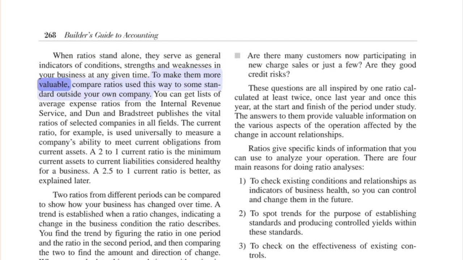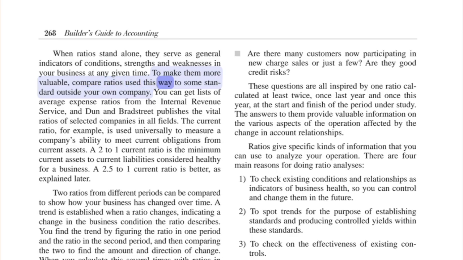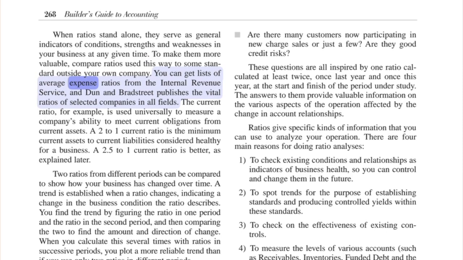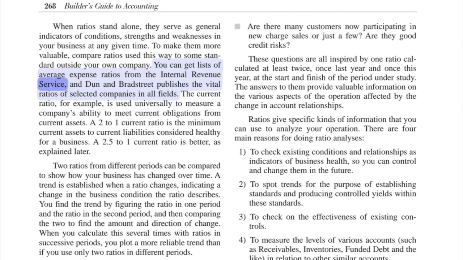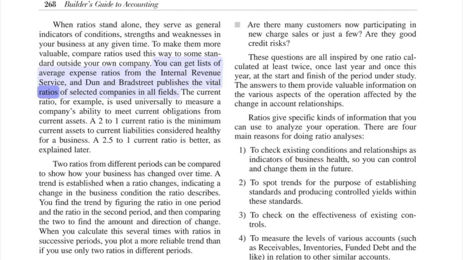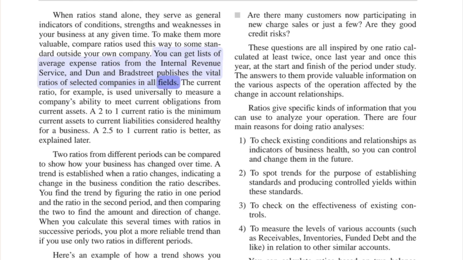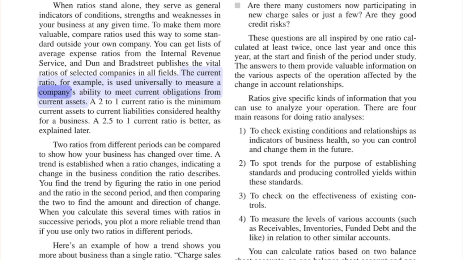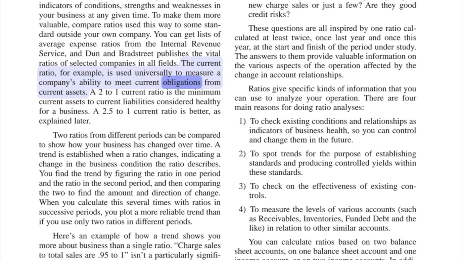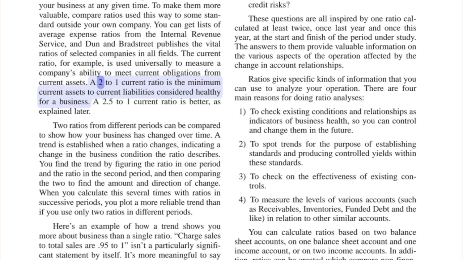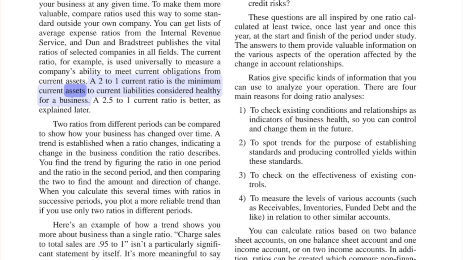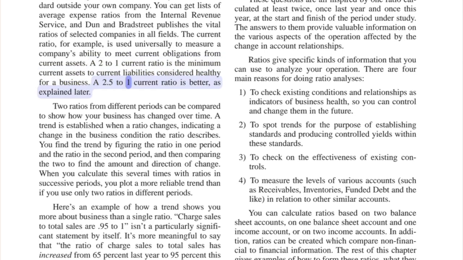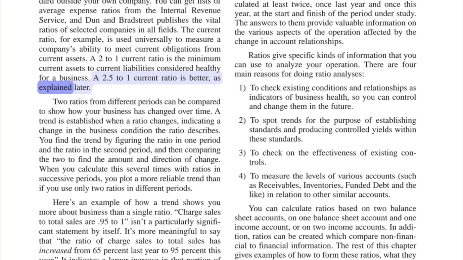To make them more valuable, compare ratios. Use this way to some standard outside your own company. You can get lists of average expense ratios from the Internal Revenue Service, and Dun & Bradstreet publishes the vital ratios of selected companies in all fields. The current ratio, for example, is used universally to measure a company's ability to meet current obligations from current assets. A 2 to 1 current ratio is the minimum current assets to current liabilities considered healthy for a business. A 2.5 to 1 current ratio is better, as explained later.